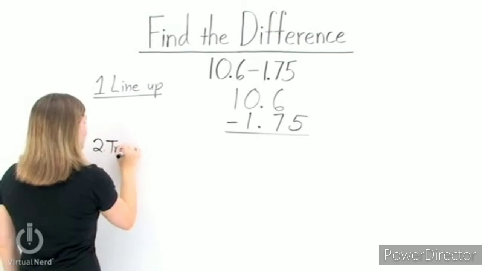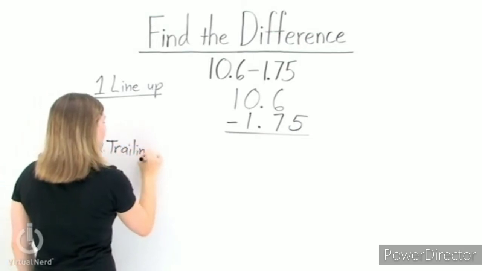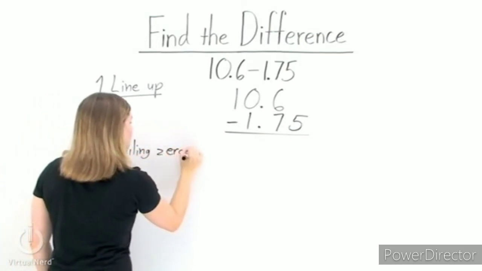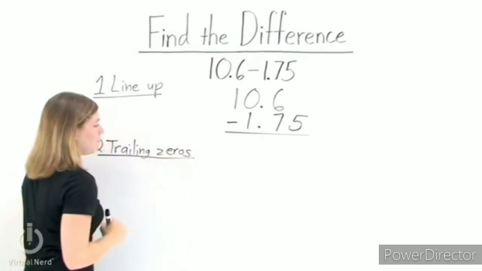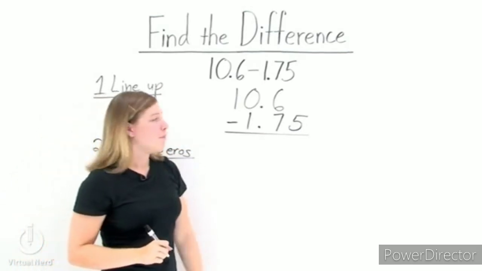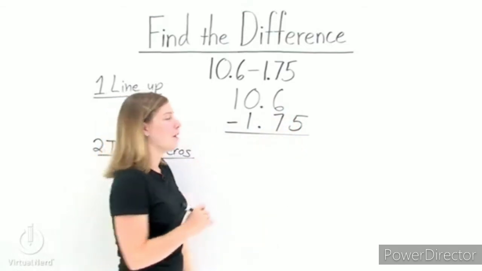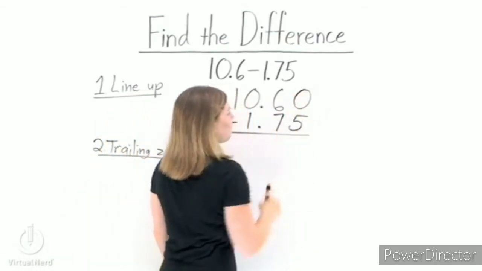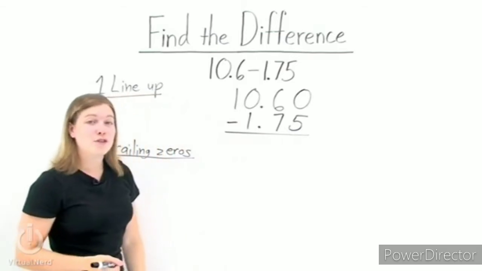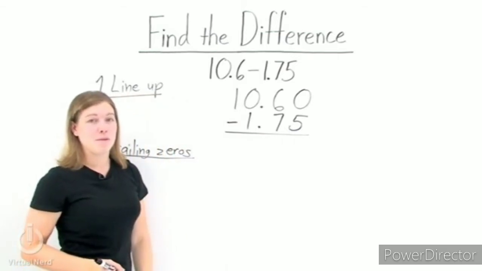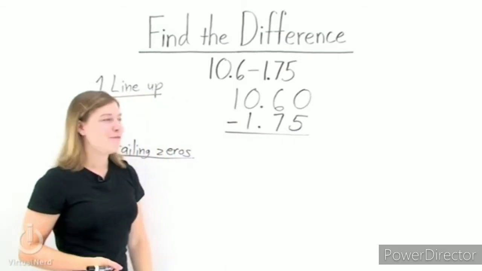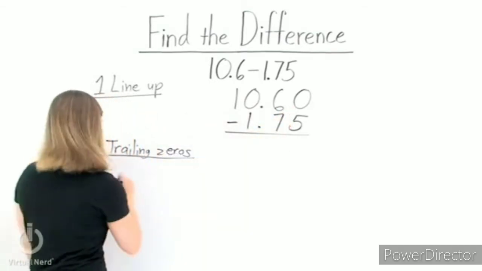Step number 2 is going to be adding any trailing zeros that we need to put in as placeholders in order to do our subtraction. So look back at our problem. Right here, we have nothing minus 5. Well, that won't work, so we need to add a trailing zero here. Remember, trailing zeros do not change the value of the number, so we can add as many as we want. But we only need this one.